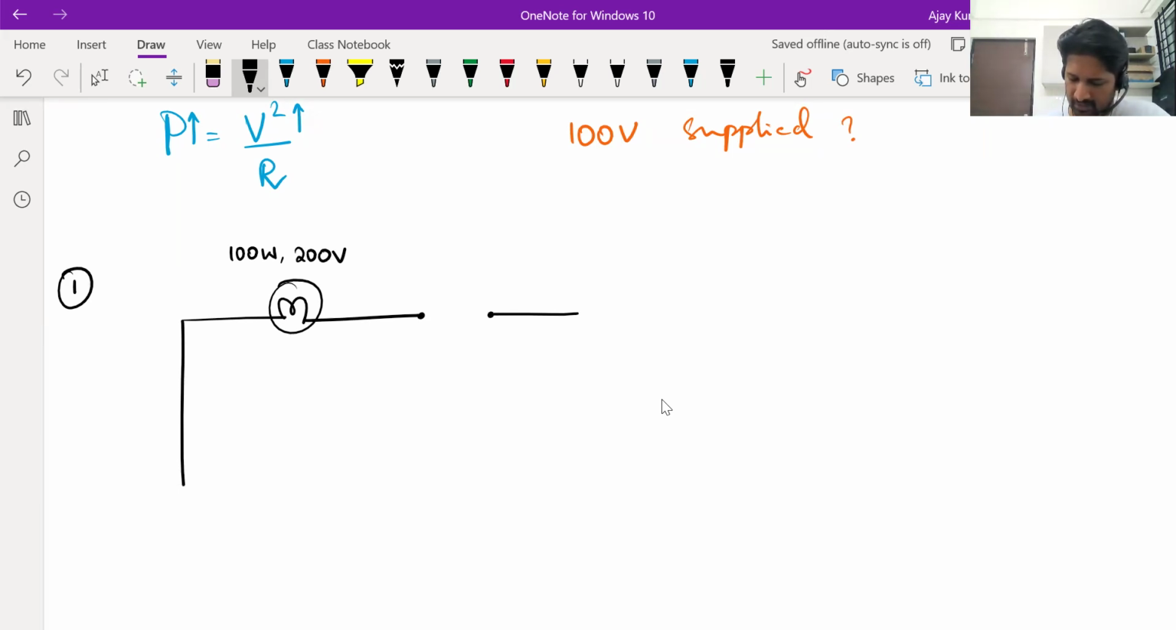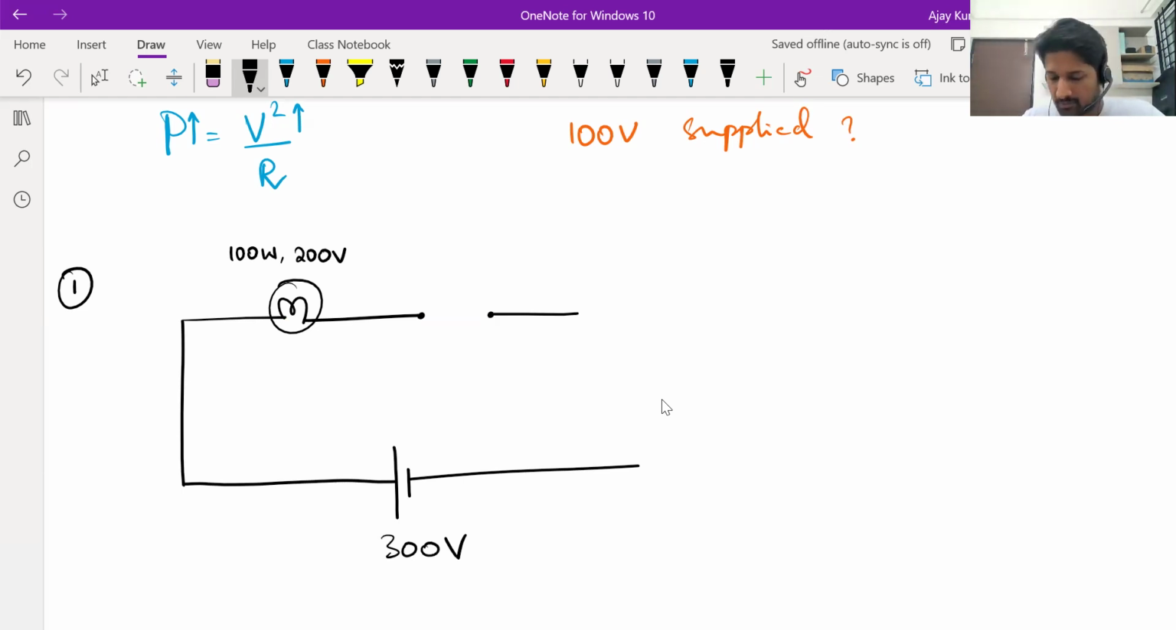Suppose we have a voltage supply of 300 volts. Now we know we can't connect this directly to the bulb, it will get fused. But suppose you want the bulb to glow using this voltage. You want to make it function using this voltage. Tell me what can be done. We have a 300 volt source, a 200 volt bulb, but we want the bulb to work safely. What can be done?